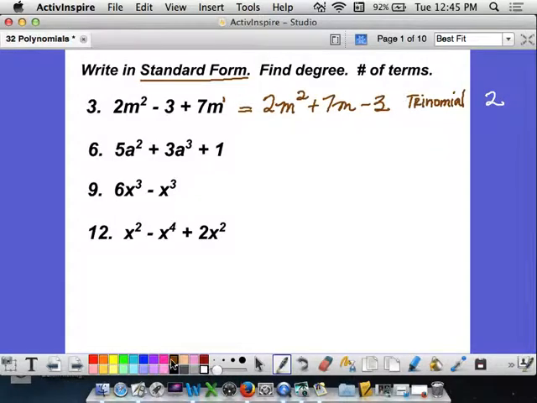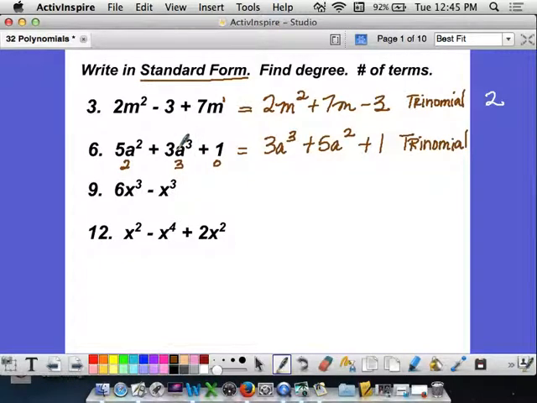In number 6, I want to put this in decreasing power in standard form. If I look at my variables, and I like to go ahead and write those in here, I have 2 a's, I have 3 a's, and I have 0 a's. So when I write this in decreasing power, I'm going to write 3a cubed plus 5a squared plus 1. Again, we have 3 terms, so I would consider this a trinomial. And if I go back and ask what's the degree, I'm going to choose the largest of the degrees, or the largest of the numbers of variables, and so the degree would be 3.